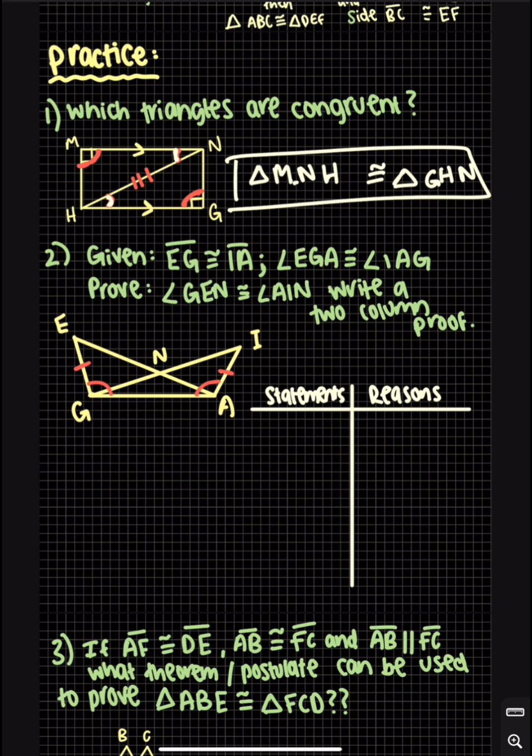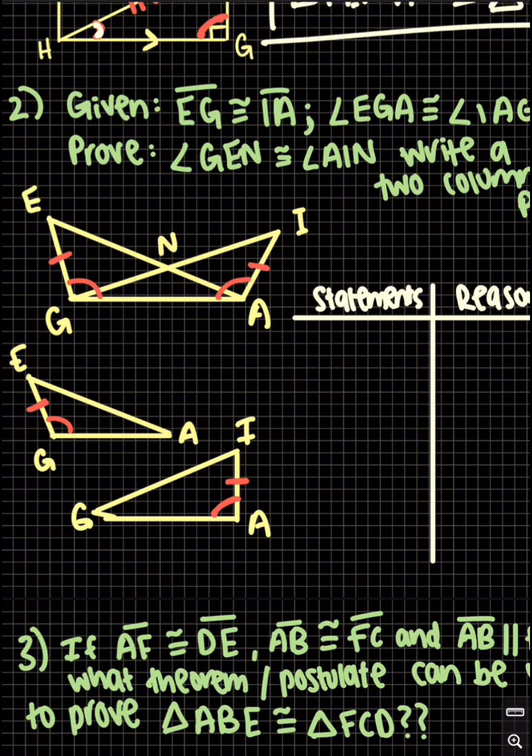My recommendation always is to redraw the triangles separately. So do you see how this makes a lot more sense? Because before, obviously, they were overlapping, so it was kind of confusing. But there's a reason why they're overlapping, which will help us in the two-column proofs.